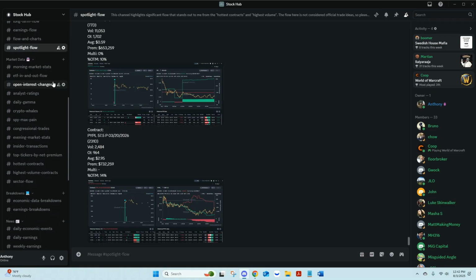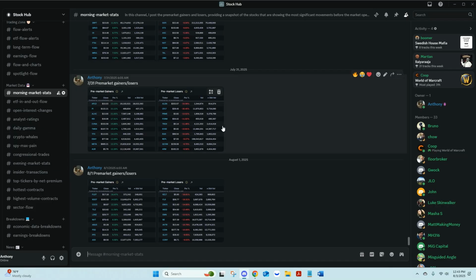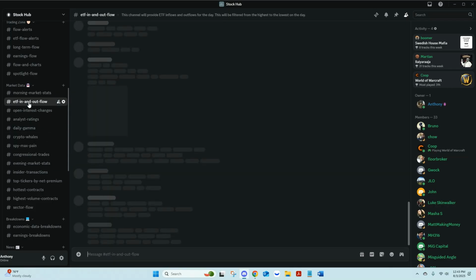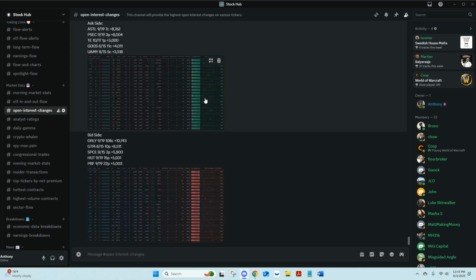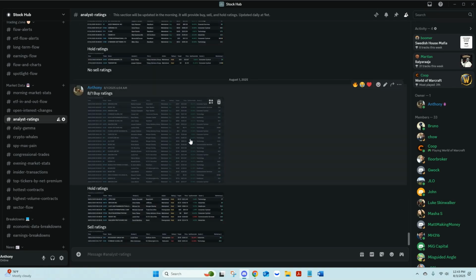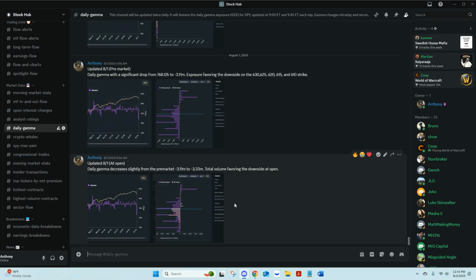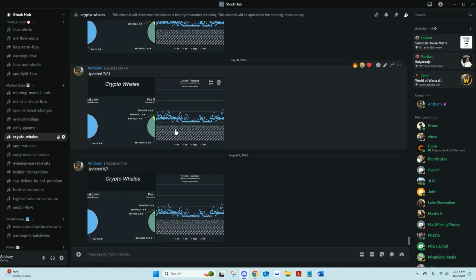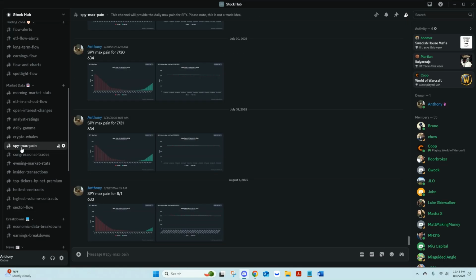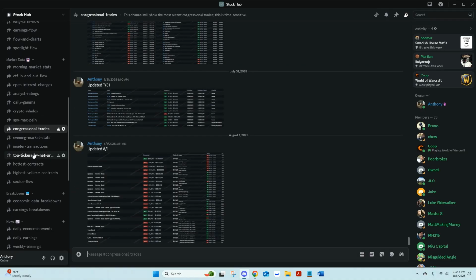So our market data, this is a big section here. This is updated twice a day. You have your morning market stats, so you're going to have your pre-market gainers and losers in here, ETF in and out flow from the previous day, open interest changes, your analyst ratings, and a daily gamma update on SPY. This is tracked in a running format. What your crypto whales are doing at the time, your SPY max pain for the day, and any new congressional trades that may have come in.